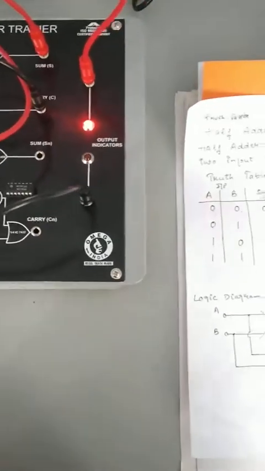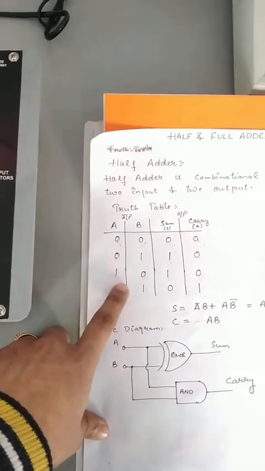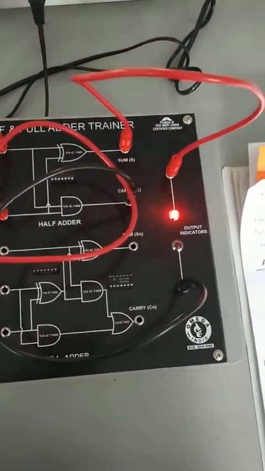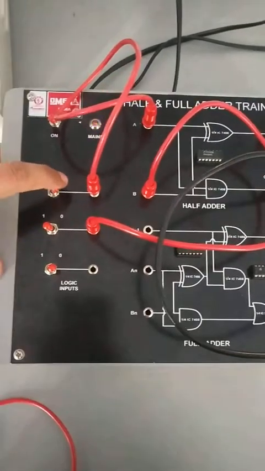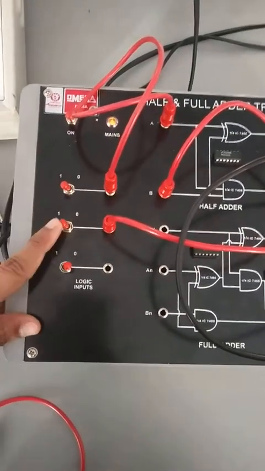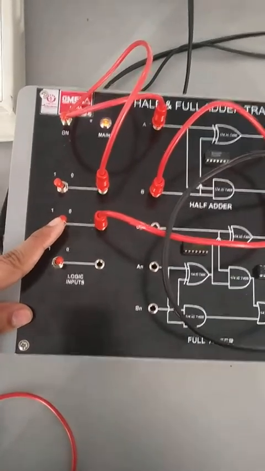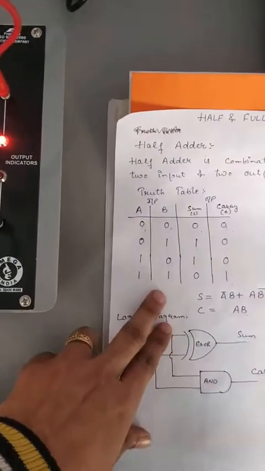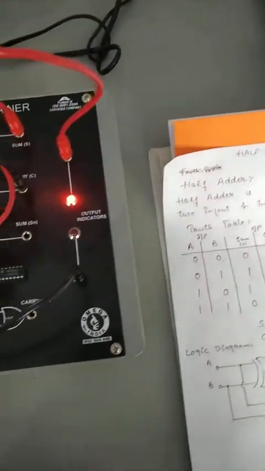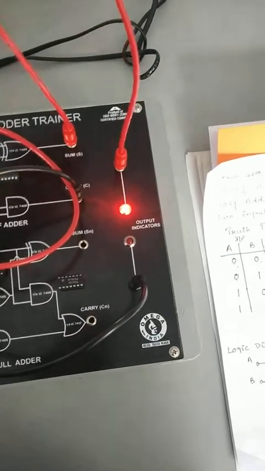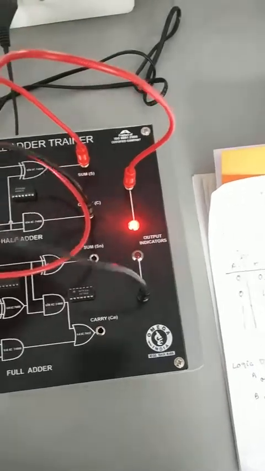Okay, so the next combination will be your 1 and 0. I make A 1 and B 0. At that time, you have to see that your sum will be 1 and carry will be 0.